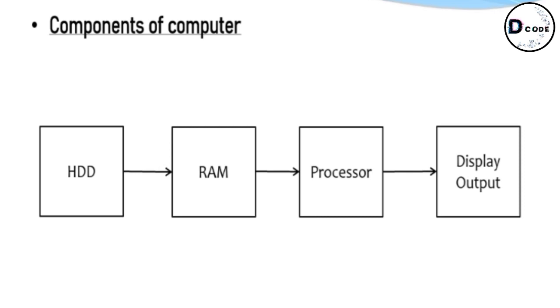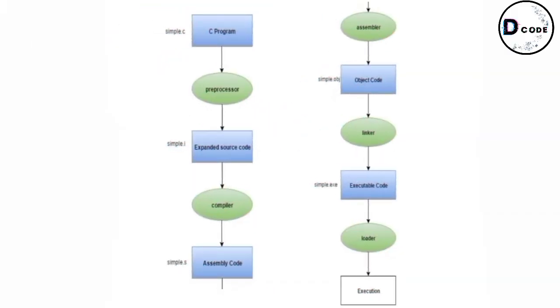Now we'll discuss components of computer. Whenever you open an application in your device, firstly, the information from your hard disk drive is transferred into RAM. RAM is nothing but random access memory, which is a temporary memory. Then the information gets transferred into the processor and the whole process occurs here, and at last it will display the output.